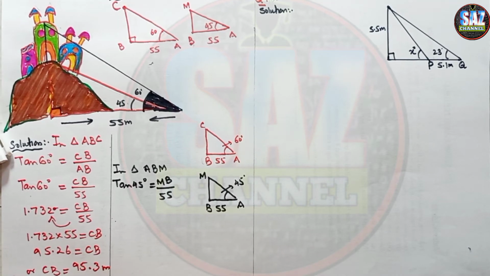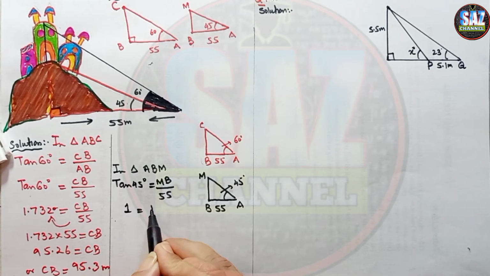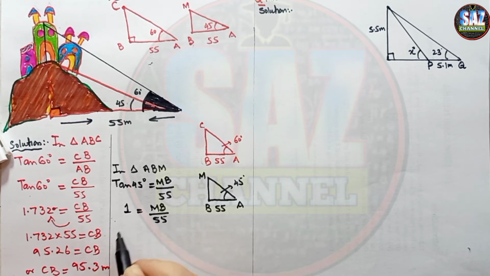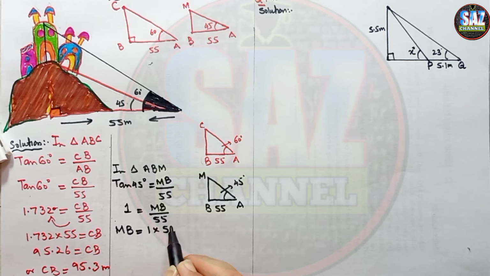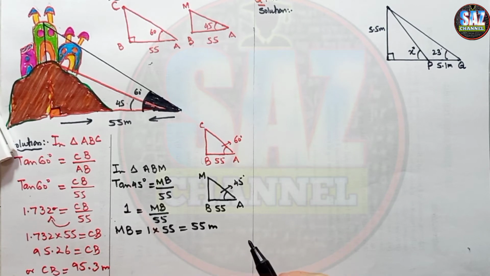Okay, tangent 45 degrees is 1 equals MB upon 55, or MB equals 1 times 55, which will give me 55 meters. Okay, now let's read the question. That question says find the height of castle.